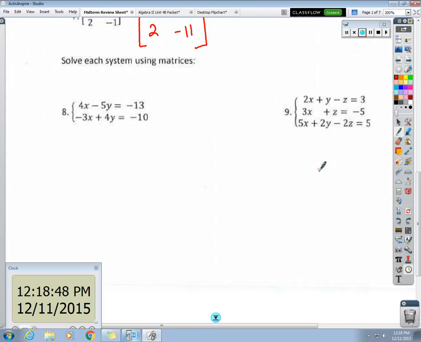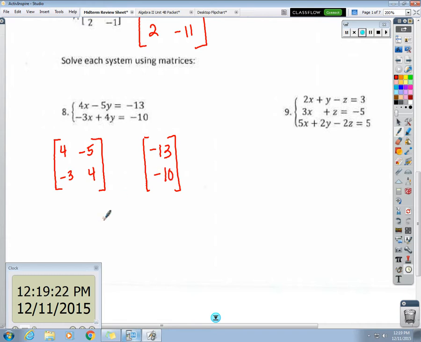Number 8, solve each system using matrices. Okay, this is where you have to set it up. You have to make a coefficient matrix. What is a coefficient? The number beside the variable. So like 4 is a coefficient, negative 5, negative 3, and positive 4. And see how the two coefficients that were with the x's are lined up and the two coefficients with the y's are lined up? You have to line those up like that. Then you also make a matrix with what is equal to, negative 13 and negative 10.